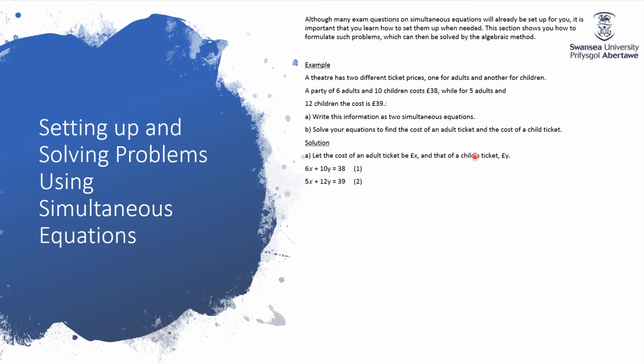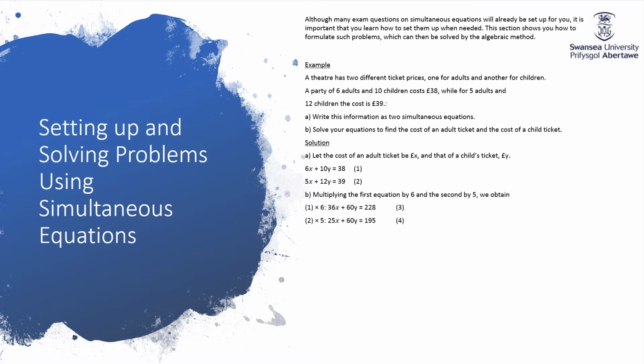So let's go through the solution now. First we're asked to write it out as 2 simultaneous equations. We're going to have an adult ticket cost x, and a child ticket cost y. The first party have 6 adults, so 6x, and 10 children, so 10y, and that equals 38. The second party have 5 adults, so 5x, and 12 children, so 12y, and that equals 39. So now we have our 2 simultaneous equations written out.